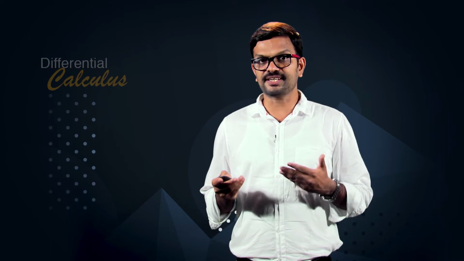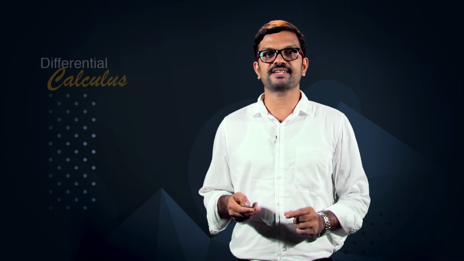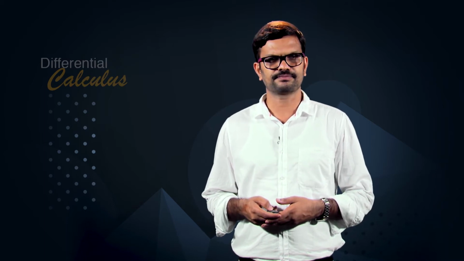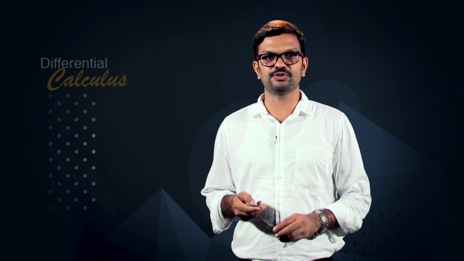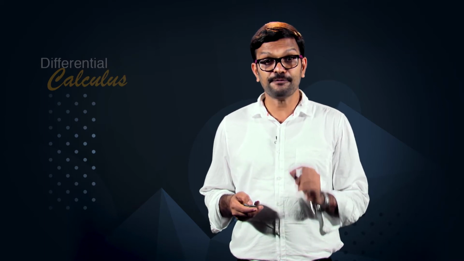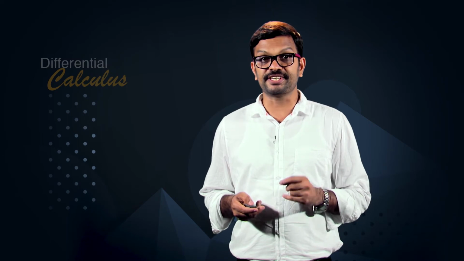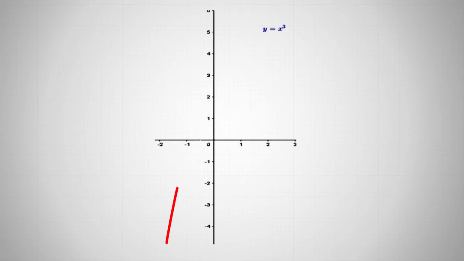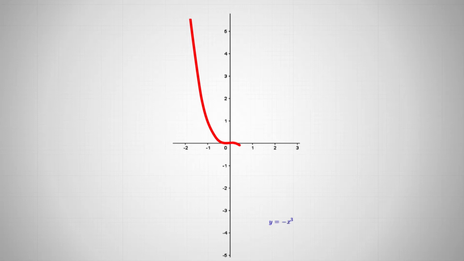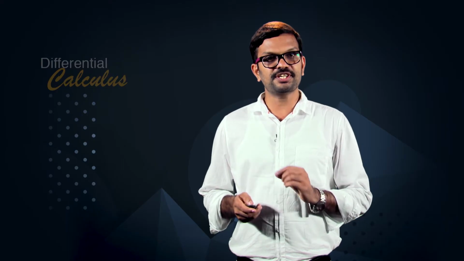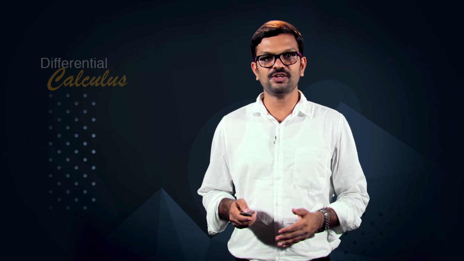From the definition, it is clear that any strictly increasing function is increasing and any strictly decreasing function is decreasing. It is important to observe that f is increasing if and only if minus f is decreasing. For example, by looking at the graph, we say that f of x equal to x cube is increasing while minus f of x equal to minus x cube is decreasing. A function which is either increasing or decreasing on an interval I is said to be monotonic on I.